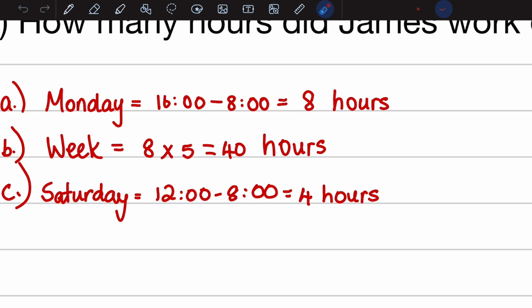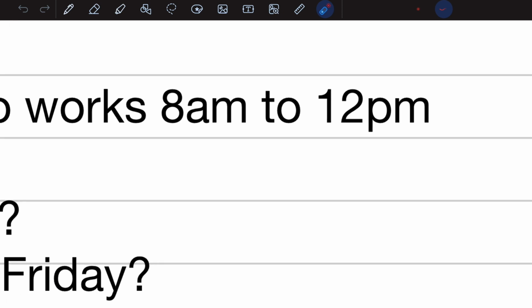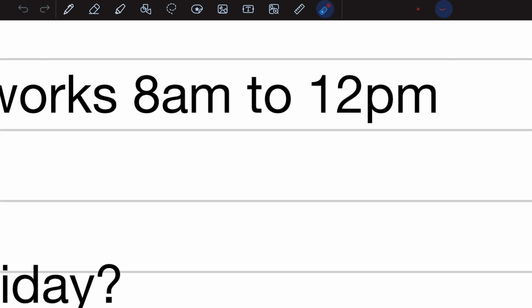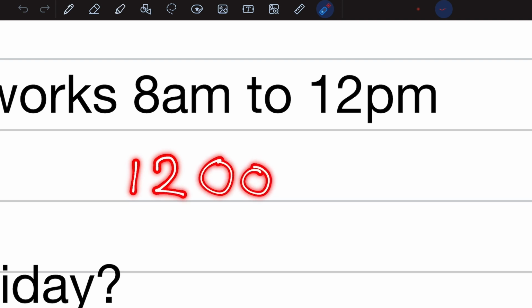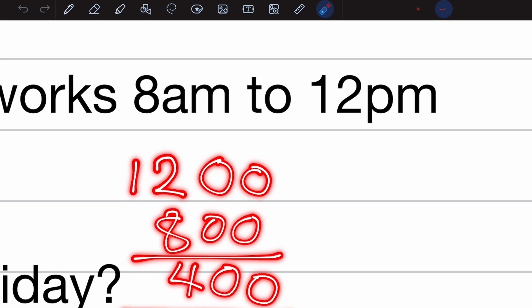And part C on Saturday. So Saturday's schedule is 8 a.m. to 12 p.m. So you can check 8 to 9, 10, 11, 12. Or you can say 1200 hours, take away 800 hours, using your 24-hour clock time, and you will get 400 hours, which is 4 hours.